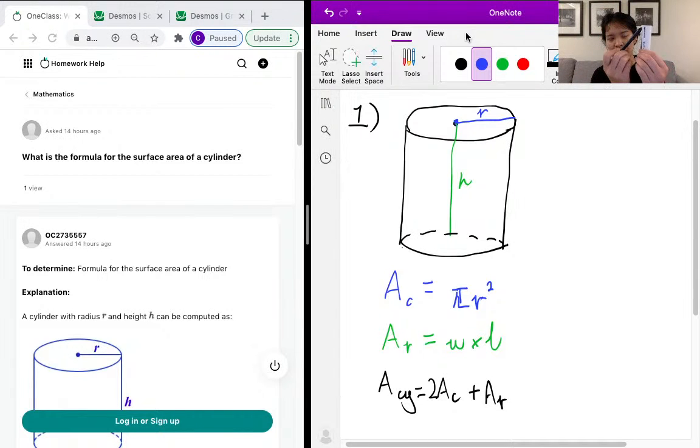You would know that the width of the rectangle, or the height of the rectangle depending on how tall the cylinder actually is, or in this case, it's our width. Our width is just the height of the cylinder, and our length is actually the circumference of our circle at the top.